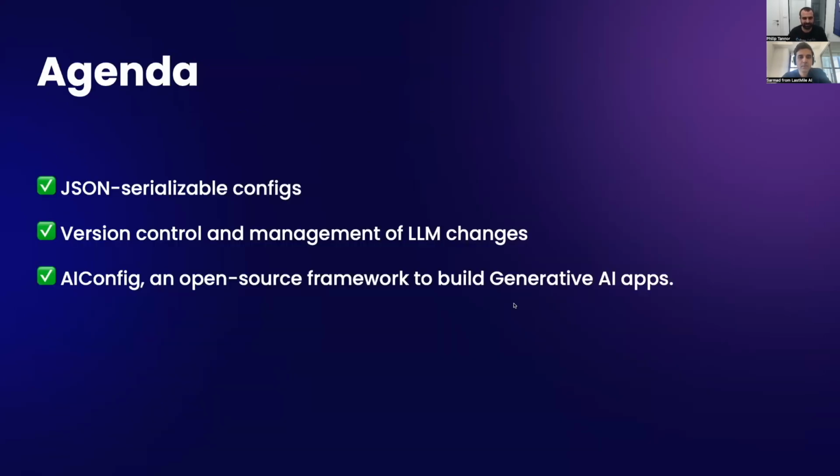So what's the agenda for today? We're going to be talking about JSON-serializable configs, version control, management of the changes in LLMs, and an open source framework, which always gets priority here at LLMOps.Space, called AIConfig. It's supposed to help build apps better, faster, with best practices, and we'll learn about it more.